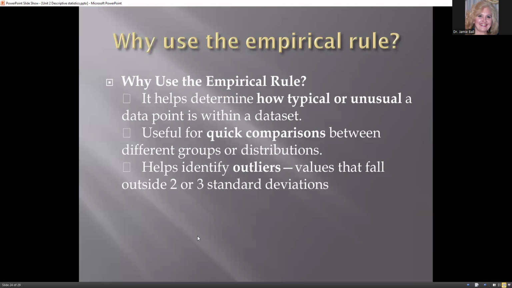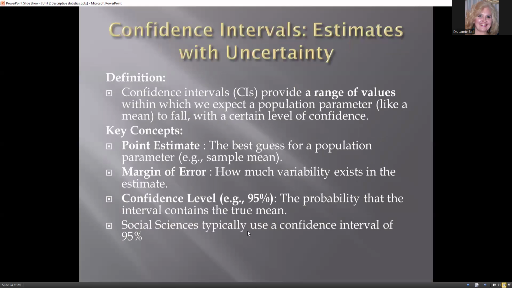Okay, so why do we use the empirical rule? It helps us determine how typical or unusual a data point is in comparison to the data set. We can use it for quick comparisons between multiple different groups too. And it helps us identify outliers, which could be causing problems or indicate that we should check our data for accuracy.